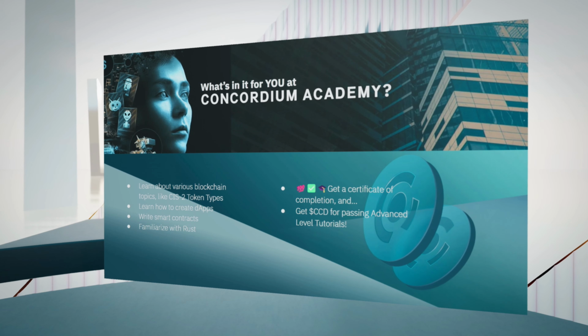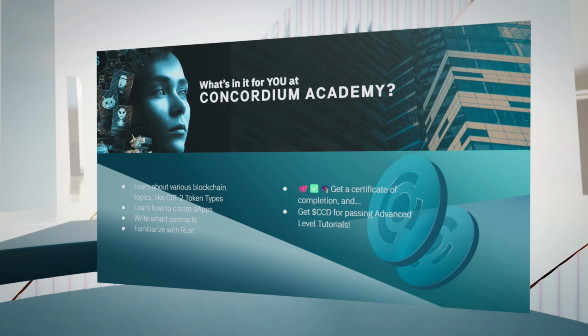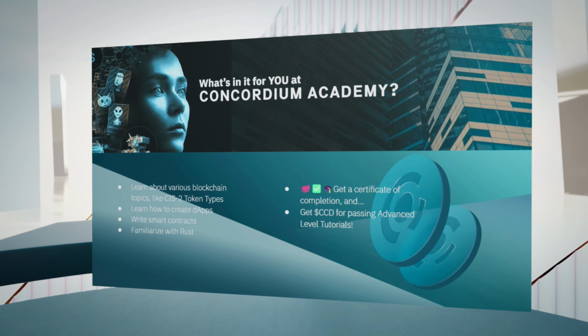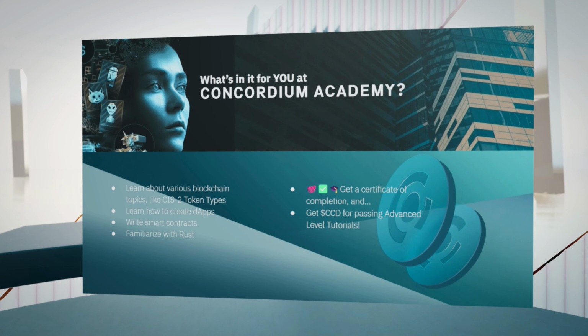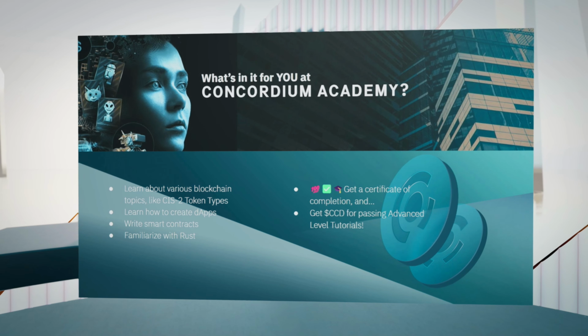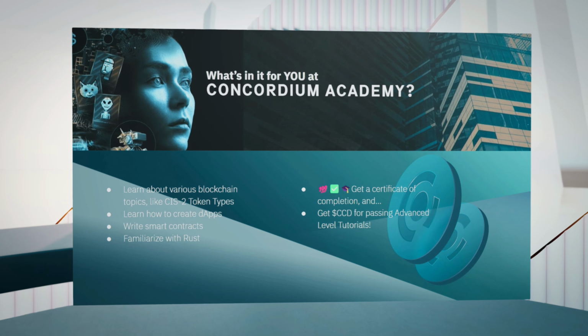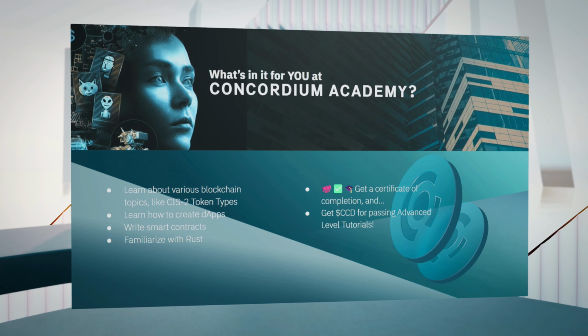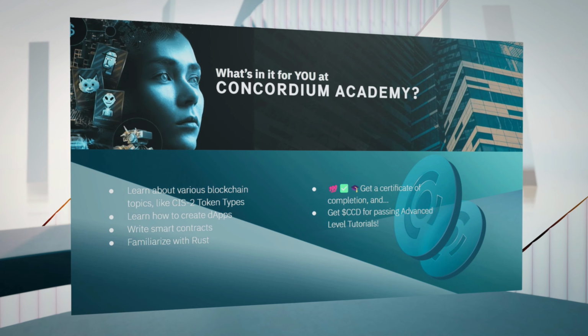We wanted to make sure that you can really benefit from participating in the Concordium Academy. So apart from just learning, you're able to get a certificate of completion that you can share later through LinkedIn or your CV, so you can show that you're able to use Rust or make a smart contract and develop on Concordium. But also, for the most ambitious ones, you can submit the most advanced level tutorial, and for that, we offer up to $3,000 worth of CCDs as a reward for completion.